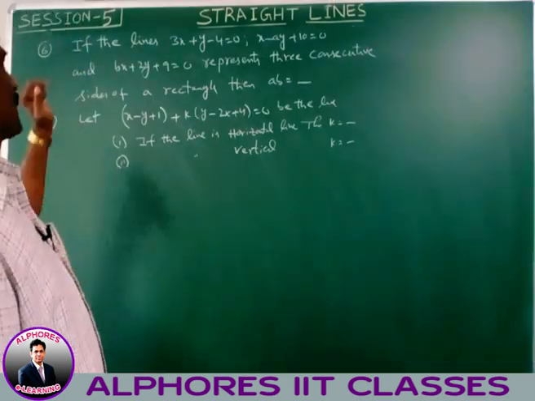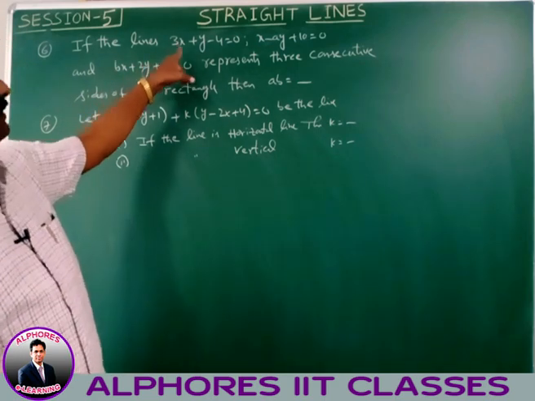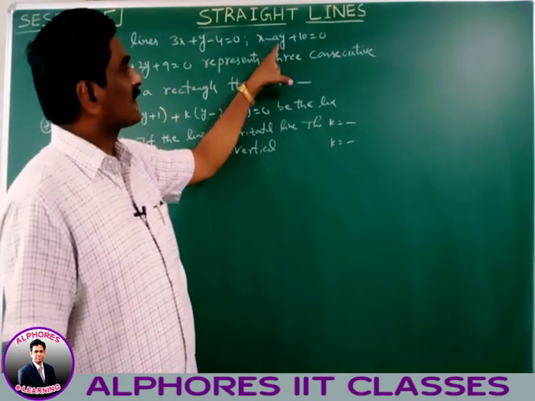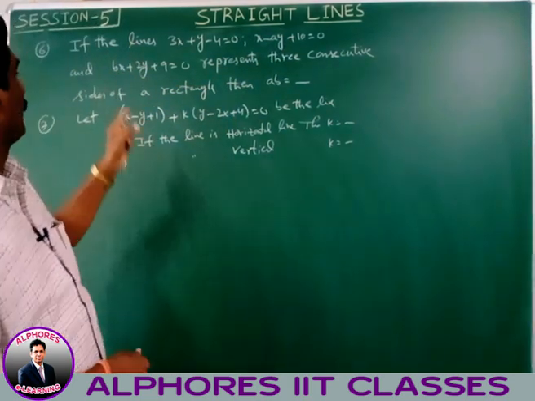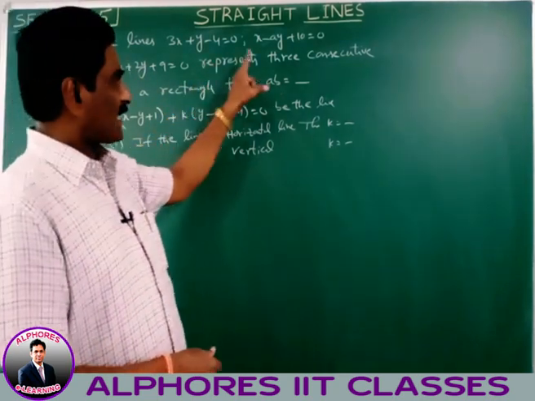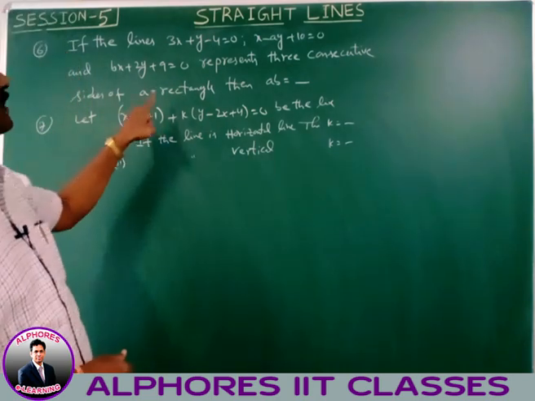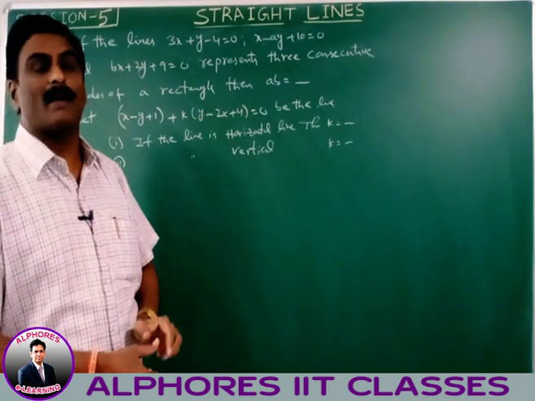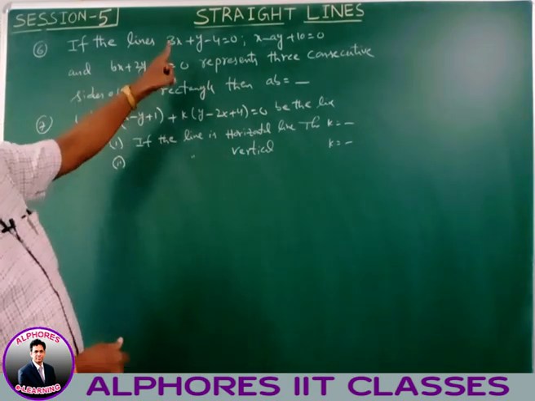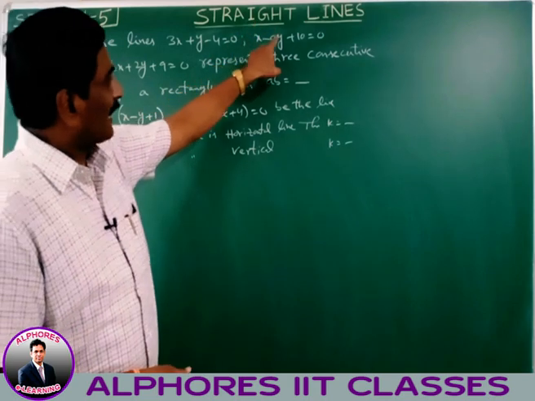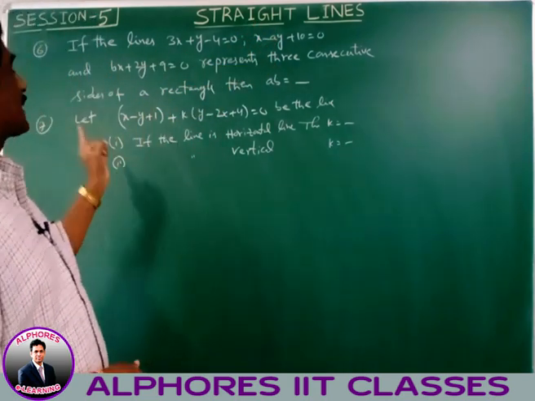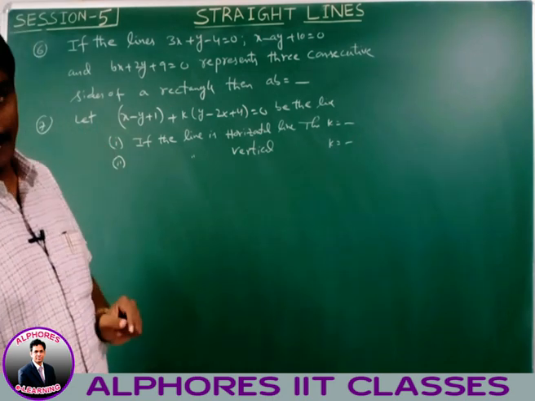Next, sixth one. If the lines 3x plus y minus 4 is equal to 0, x minus ay plus 10 is equal to 0, and bx plus 2y plus 9 is equal to 0 represent three consecutive sides of a rectangle, then AB is equal to what? Please observe the question. Three lines are given. They are consecutive sides of a rectangle. Then what is the value of AB?